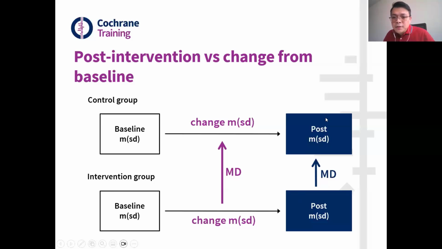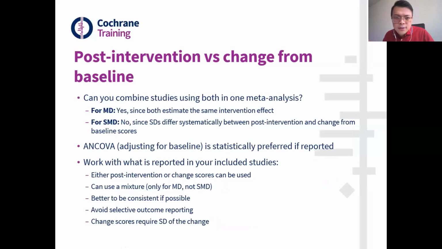For the post-intervention data, just the final measurements, we can compute the mean difference. So it's simply the difference between these two. But also, for the change from baseline score, we can compute the mean difference. So it's the difference between this change in the intervention group and the change in the control group. Although here, it basically would look like a difference in differences. And the key question is, can you combine studies using post-intervention versus change from baseline in one meta-analysis?